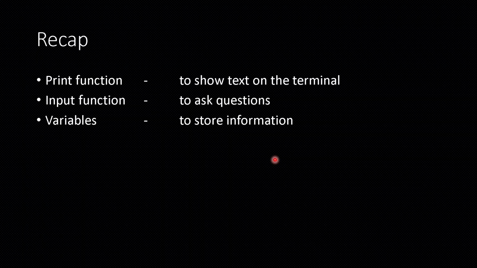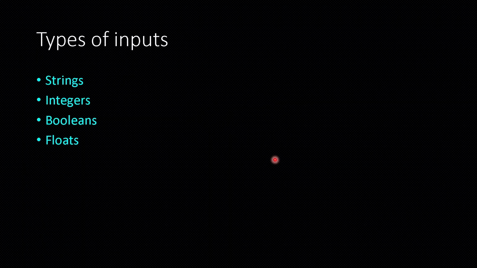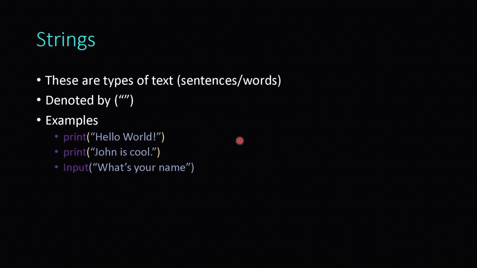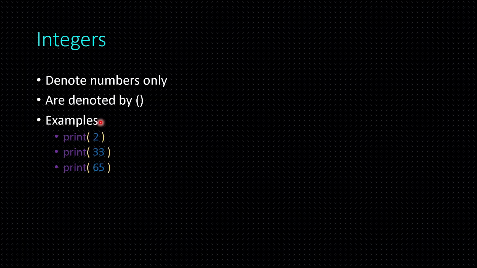Now this is a small PPT that I've made so that you guys can understand the inputs and things required to make this calculator. There are four types of inputs: string, integers, booleans, and floats. So what are strings? Strings are the type of text, which is basically sentences, and they are denoted by quotation marks. Examples are print hello world, print John is school, input what's your name. These are strings, these are text.